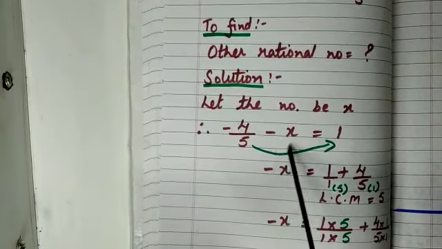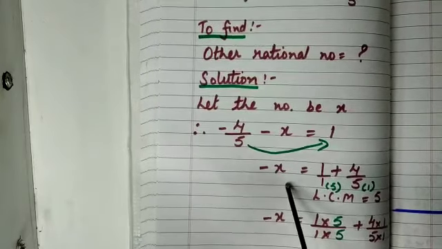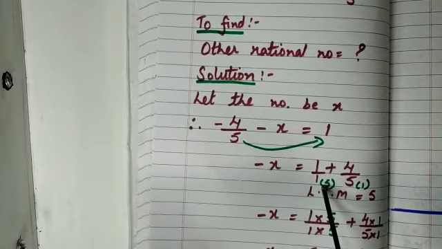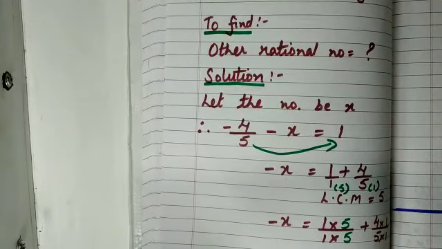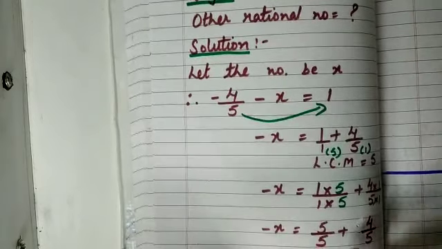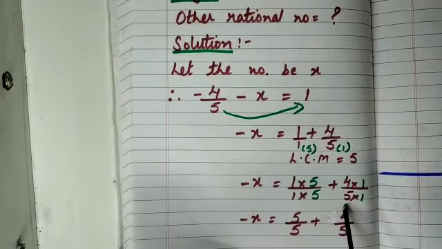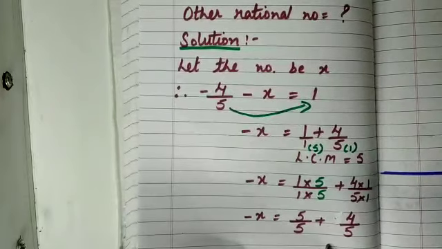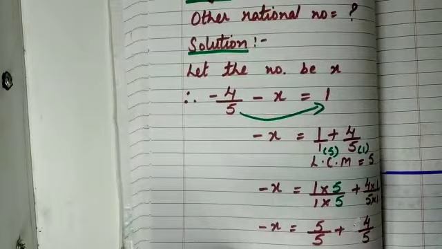Now if you see here, this minus x, I have kept it as it is. The minus x is as it is, and here 1 is having the denominator as 1. Why did I take it as denominator 1? Because we need to take the LCM. So LCM of 1 and 5 is 5. So 1 has to be multiplied by 5 and 5 has to be multiplied by 1 in order to make the denominator as 5. So you are left with 5 upon 5 plus 4 upon 5. This side, don't forget to carry the minus sign.